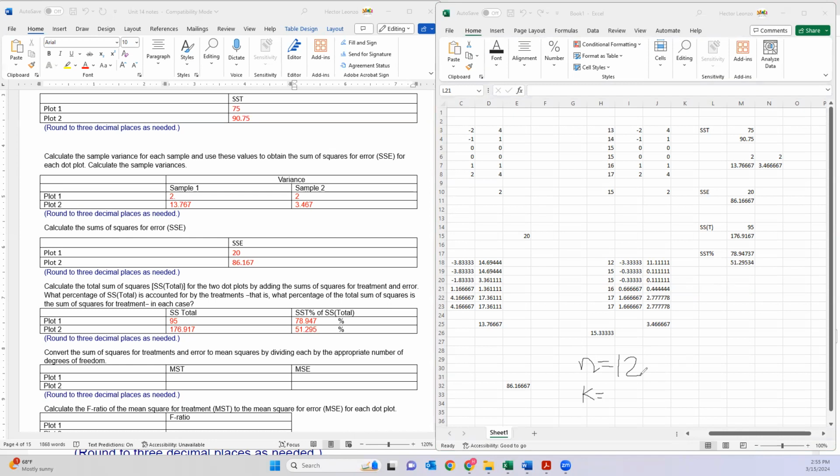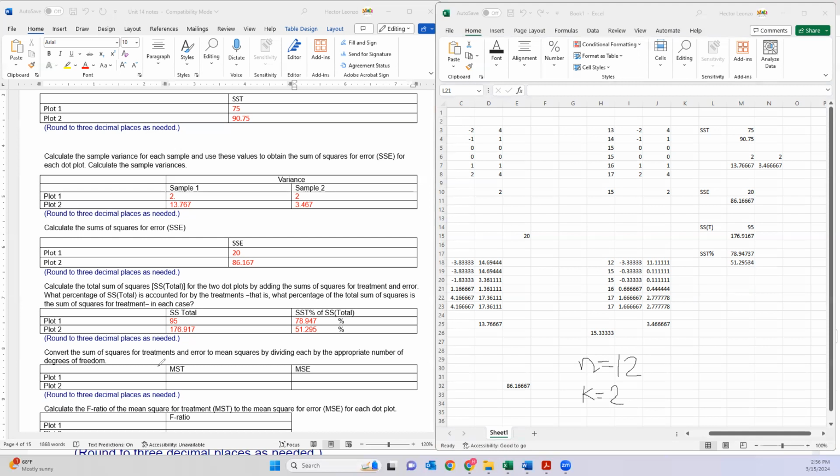Now, K is how many treatments there were on each plot. In this case, it's going to be 2 treatments on each plot. So N is how many samples there were altogether in the plot, and K is how many treatments there were in the plot. Okay, so I'm going to use N and K as my numbers.